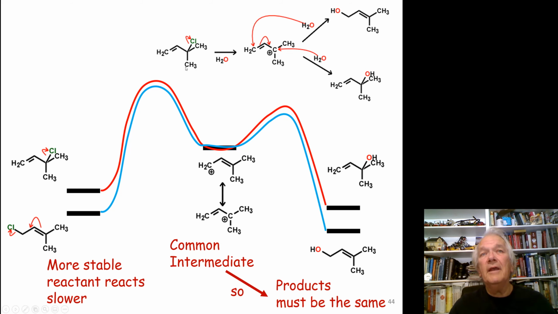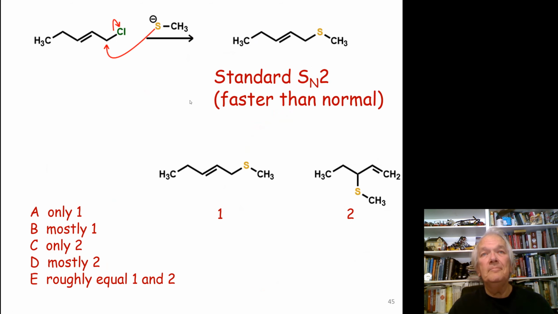And in terms of drawing arrows, the chloride just leaves to give this common intermediate, and then the water either attacks that carbon directly to give this product, or the water attacks out here to give the product on top. I really should have used two colors of arrows, but I think you can see what's going on. Okay, let's look at a standard SN2 reaction.